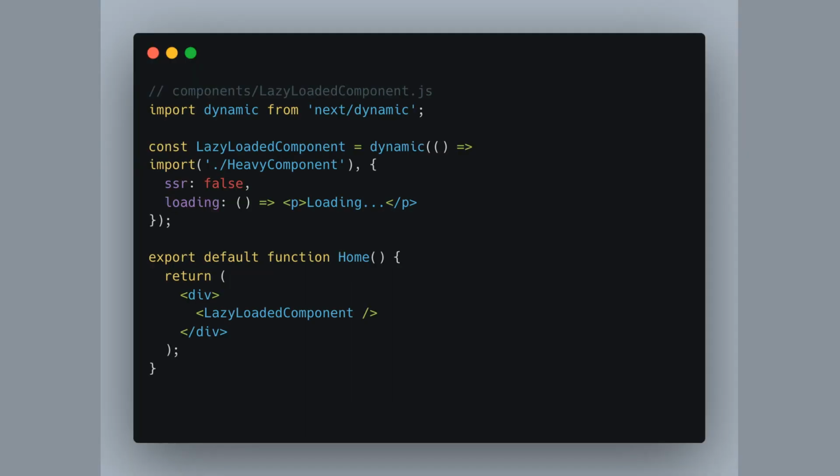Did you know that lazy loading your translations can significantly improve your app's performance? We dynamically import our heavy components only when they're needed, rather than loading them up front. This reduces the initial load time of our app, providing a faster, smoother experience for our users. It's especially important for large applications with extensive translations.